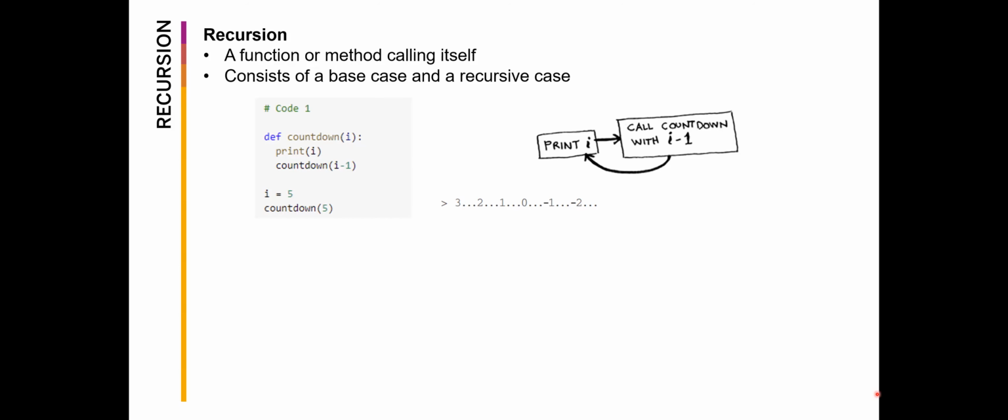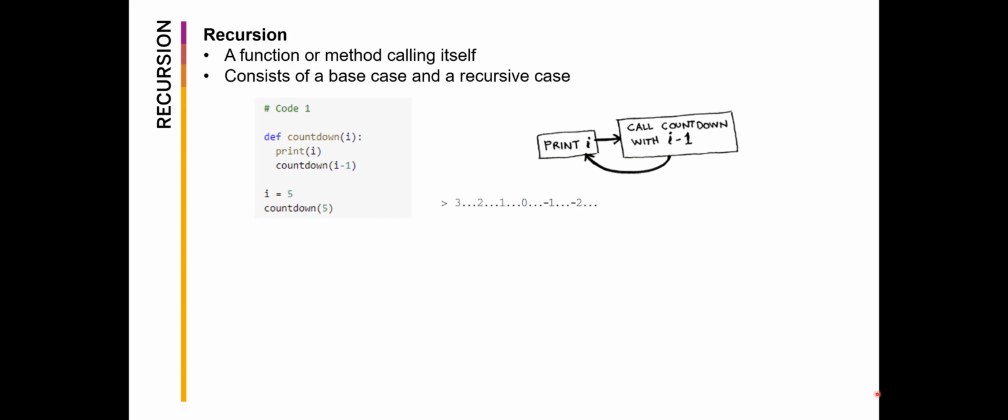Let's use Python syntax. So instead of when, what do we actually want to use? If. Okay, so if I is equal to 0, then we stop the loop.